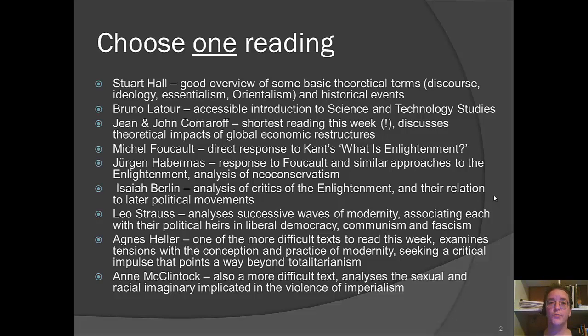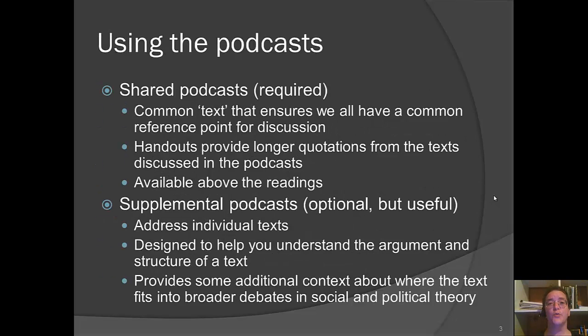So once you've chosen a reading, you want to make sure that you work through the text and that you also look at the podcasts, and you may want to look at least at the shared podcasts fairly early in your reading process because they'll provide some common background. So the shared podcasts are required viewing. They're part of what you need to do to prepare for class discussion. They serve as a common text that makes sure that we have a common reference point when we're talking, because we're all going to be reading different things.